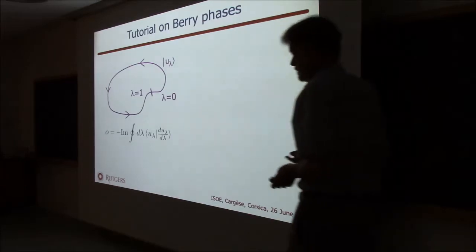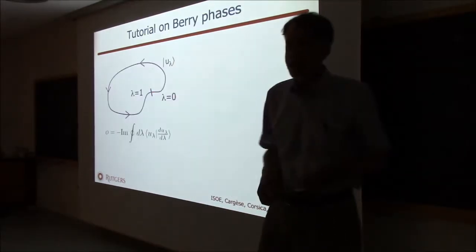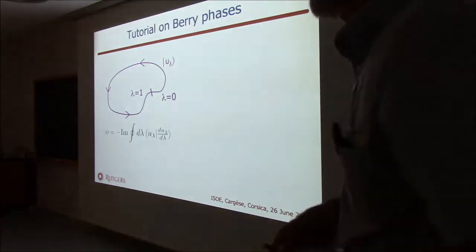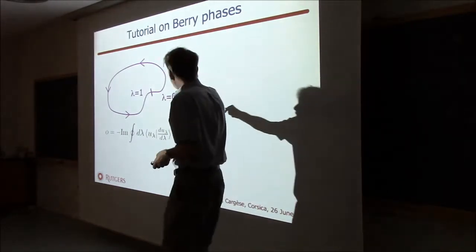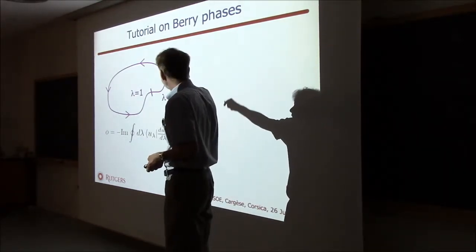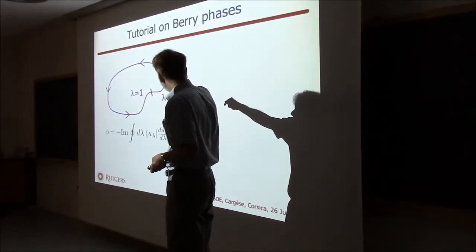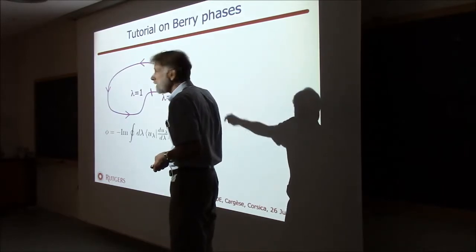Okay, so I said this is a Berry phase. Let me go to the mathematical side for a moment and say what a Berry phase is mathematically. You have some complex vector space, and in this complex vector space there's a complex vector u with a parameter lambda, and lambda is going around some closed loop.